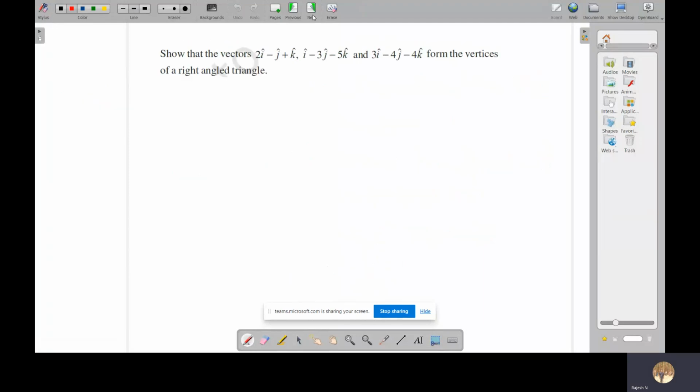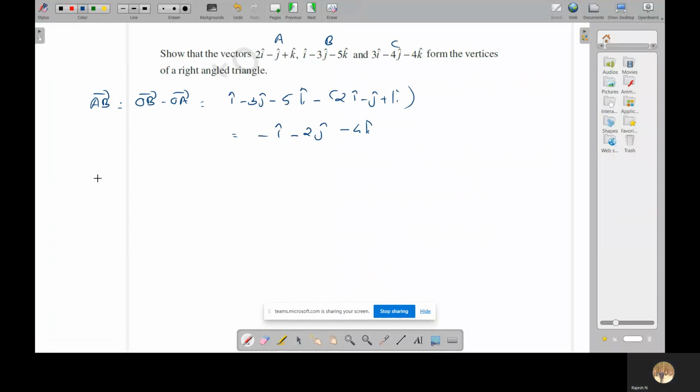Next, show that the vectors form a right angle on the vertices of a right angle triangle. So what you have to do? You find out, this is A, this is B, this is C. What is vector AB? Vector AB is equal to OB minus OA. I cap minus 3J cap minus 5K cap minus 2I cap minus J cap plus K cap. So minus I cap minus 2J cap minus 4K cap.